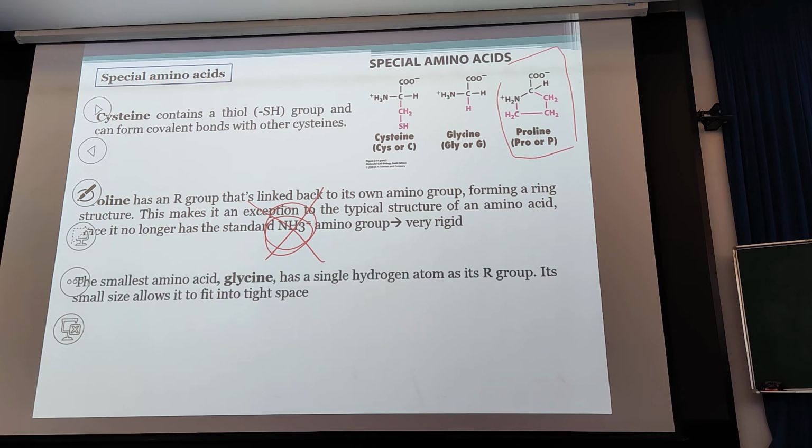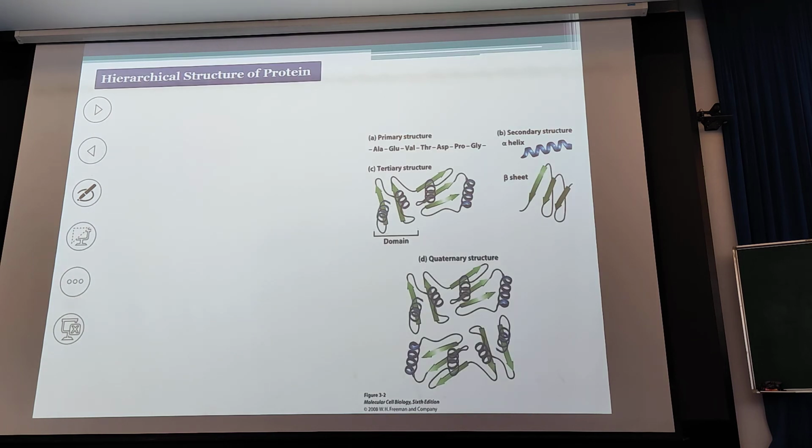And the last one is the smallest amino acid, glycine, with a single hydrogen atom as its R group. The R group is very simple, only 1 hydrogen. So its size is small, allowing it to fit into tiny spaces. So those are the 3 special amino acids that I have introduced to you. The next is the hierarchical structure of the proteins.